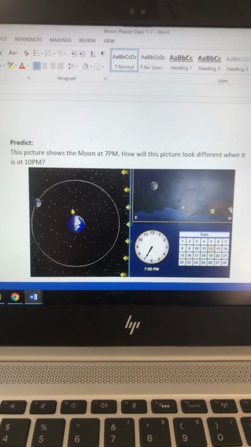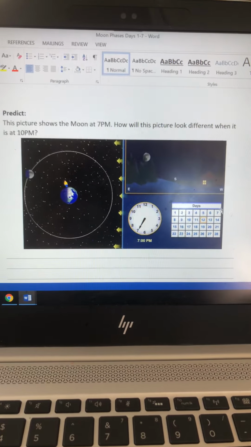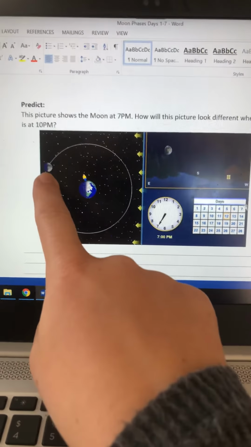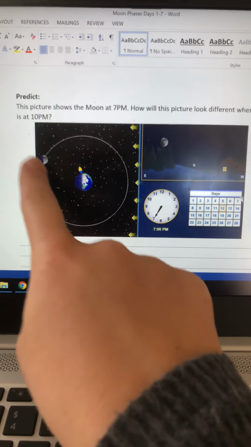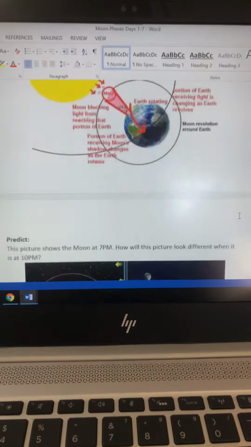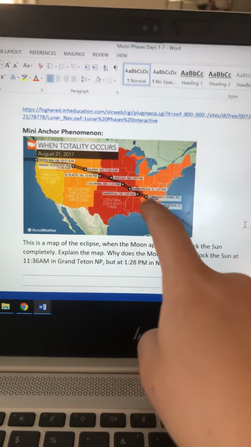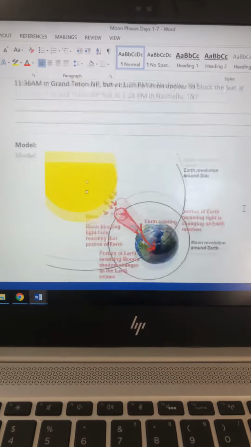Predict. This picture shows the moon at 7 p.m. How will this picture look different when it is 10 p.m.? So if it's 7 p.m. here, will it stay in exactly that spot or will it move? Think back. They were all experiencing this at different times. Why is that?